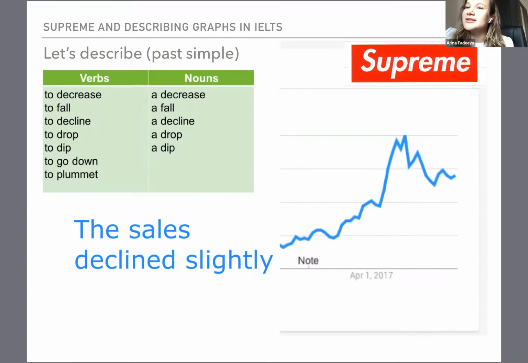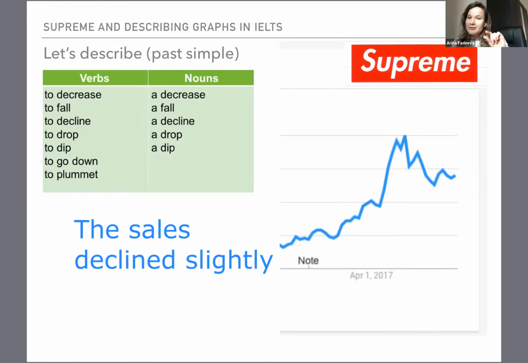We don't need actually the verb shows here. You're great in this. The sales of Supreme fell mildly. Thank you very much for this sentence. If I'm not mistaken, Cece, thank you very much. It's a great sentence. Great job.